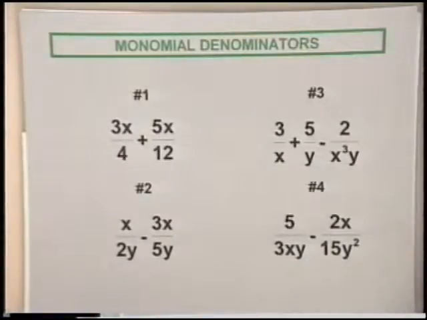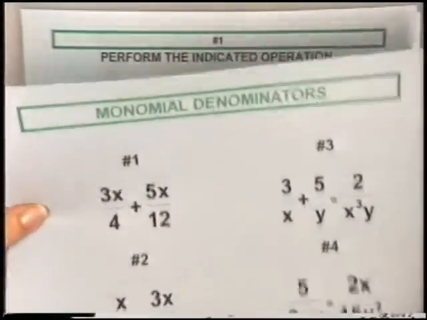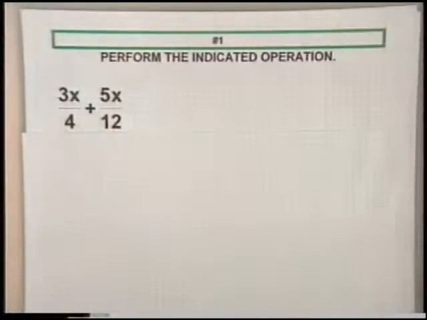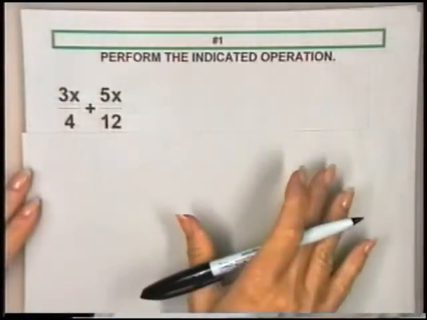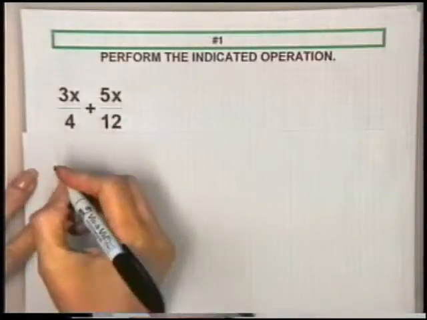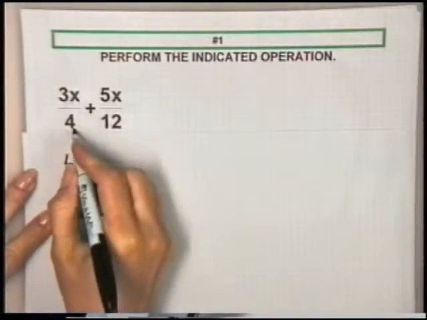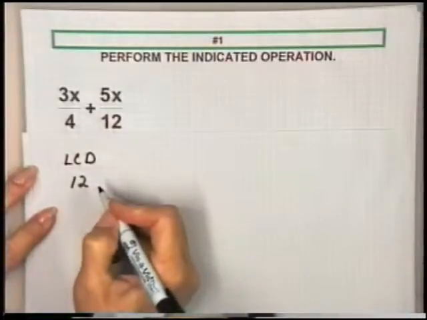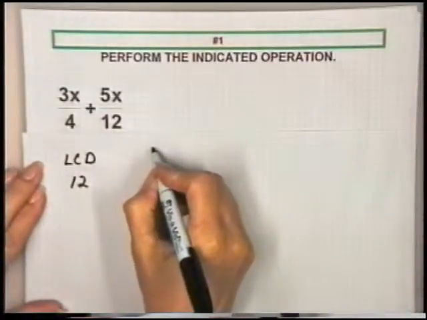Monomial denominators. Here are the problems I shall work in this set of problems. Problem number 1. Perform the indicated operation. The indicated operation is addition. I am adding fractions, so I know I need to find the LCD. The LCD for 4 and 12 is 12. So I will rewrite my problem.